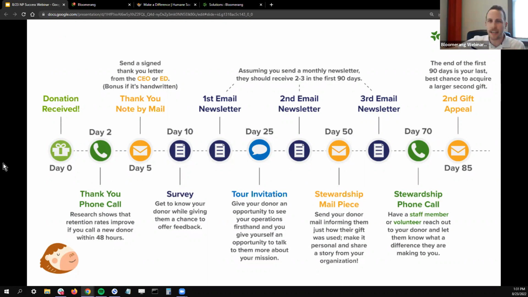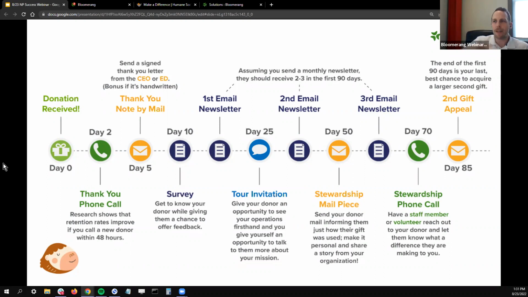All right, so I want to wrap up this slide deck with a sample communication timeline. This is like a 90-day sample of cultivating that donor relationship. So day 0, boom, that's when the first donation is received. Notice by day 2, have that thank you call logged.